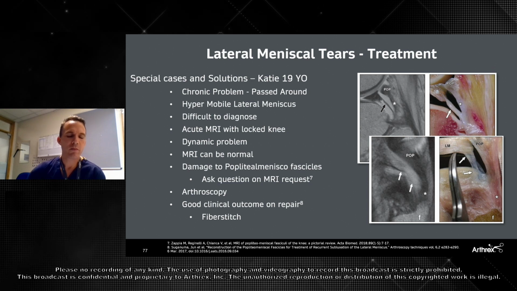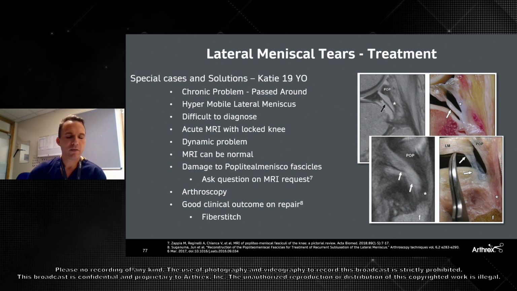This is an interesting situation, and I've had multiple patients, and it tends to be adolescent patients who have been passed around lots of different orthopedic surgeons, and have basically been labelled with having nothing wrong with their knee. Often the MRI scan will look normal. They will describe locking within their joint, often needing their knee to be reduced in the emergency department. And it's very, very difficult to diagnose.